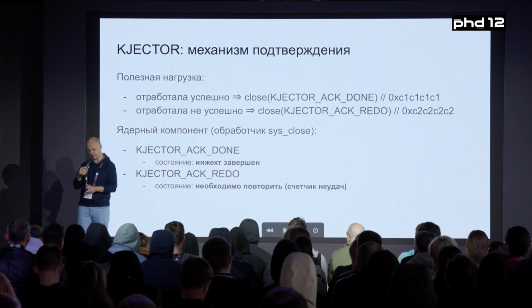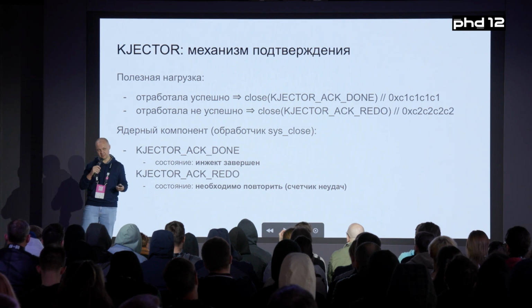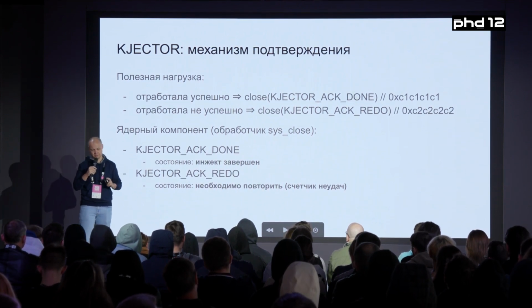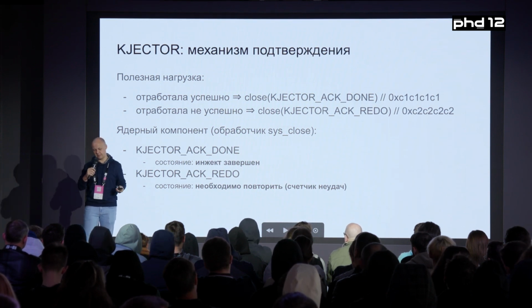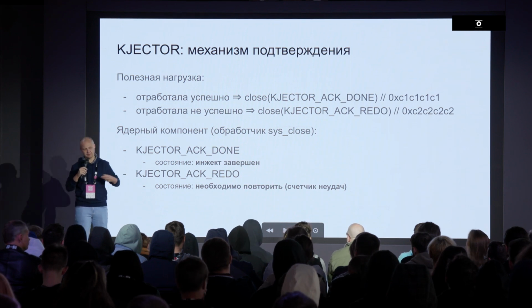So if we send back, you know, this magical C1, C1, C1, C1 variable, the kernel module will realize, okay, injection has been successful. We don't need to try injecting anymore. And if something goes wrong, the payload can retry, that is, repeat the attempt.